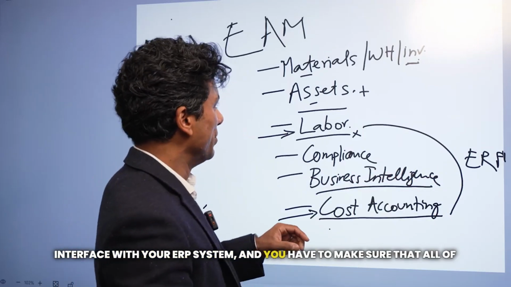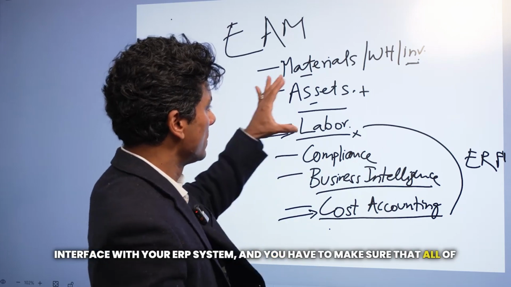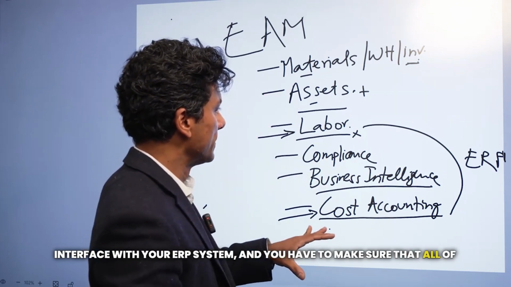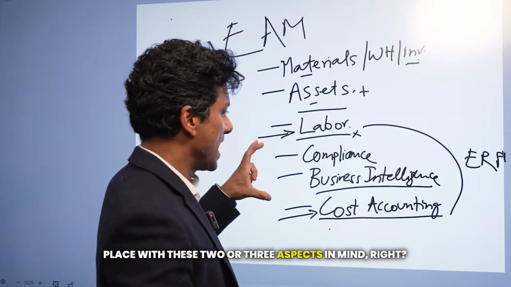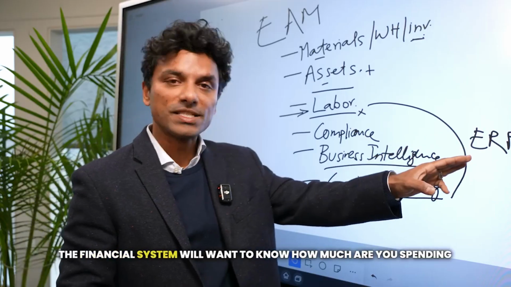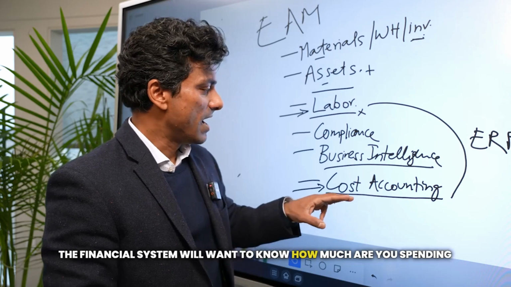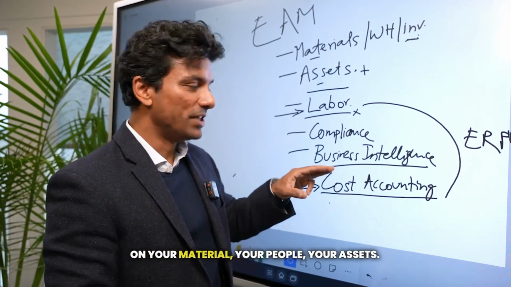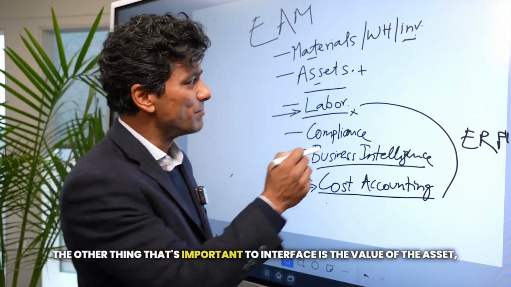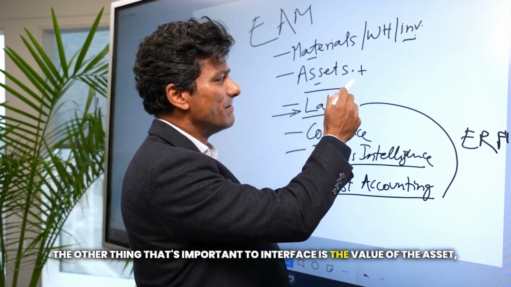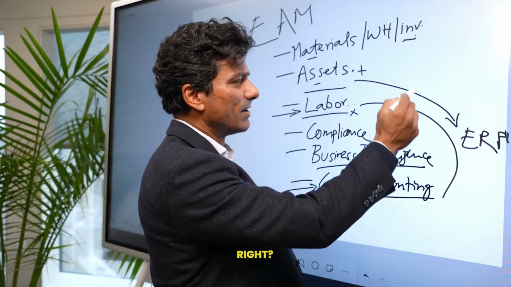And you have to make sure that all of this operation is taking place with these two or three aspects in mind, right? The financial system will want to know how much you are spending on your material, your people, your assets. The other thing that's important to interface is the value of the asset, right?